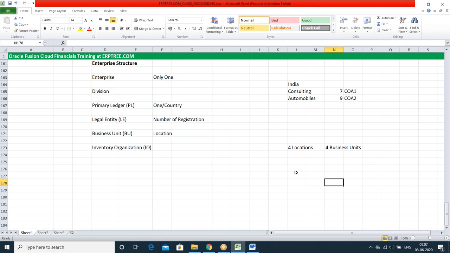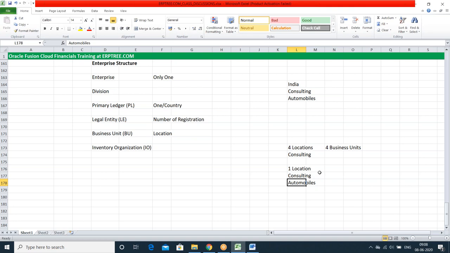Another point is, the client is operating the business in only one location. Here I am taking that the client is doing only one business, say consulting. Consider that the client is doing business in four locations, and the business is consulting. Done. Now the client is doing business in only one location, and in that one location they are dealing with two businesses, consulting and automobiles. So even though the location is one, you have to create one business unit for consulting and one business unit for automobiles.